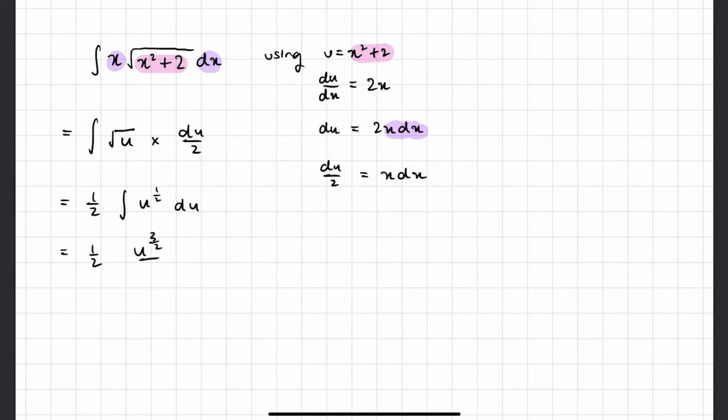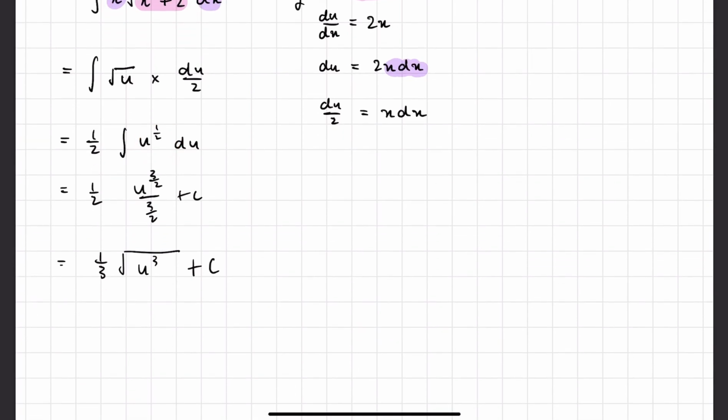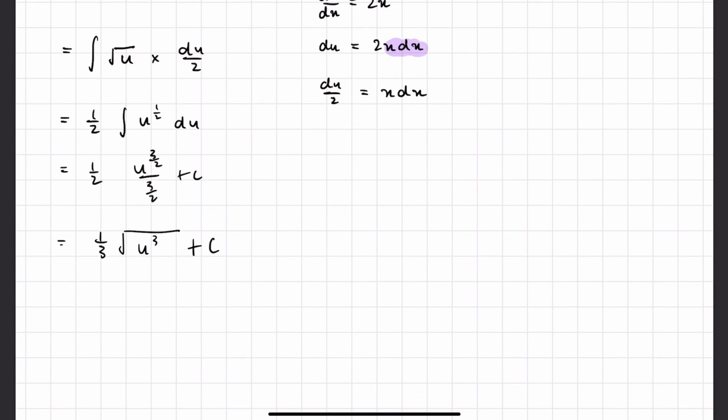So 3 on 2, 3 on 2. This is going to be 1 on 3 u cubed plus c. It's also good practice to change it back into the form that they gave it to us in. So if you have surd form, and you change it to index form to help yourself with the simplification, make sure to change it back to surd form, the form that the question gave it to us in.